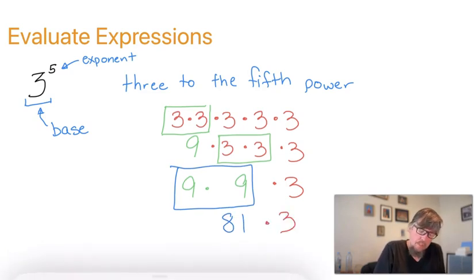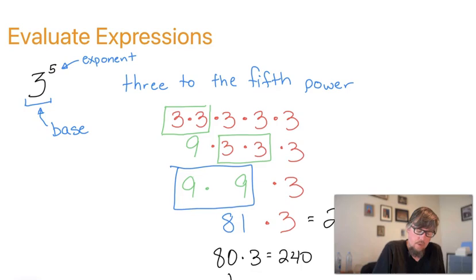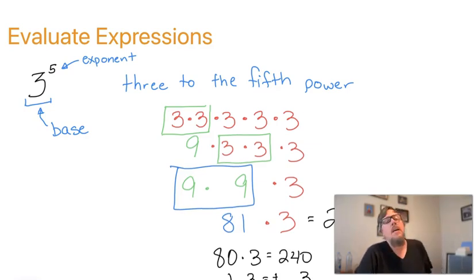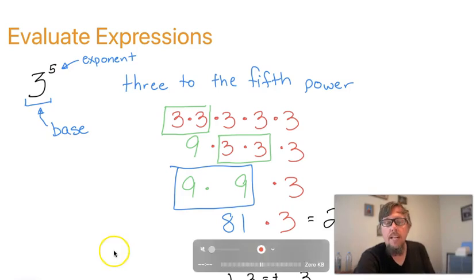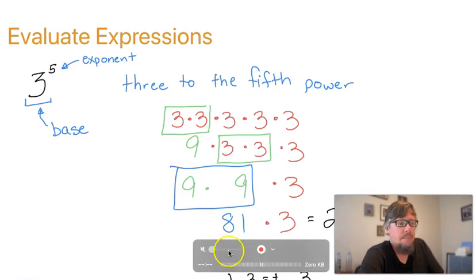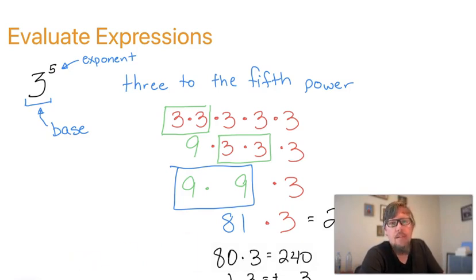And 81 multiplied by 3 is 243. And we know it's 243 because 80 times 3 is 240. 1 times 3 is 3. So 81 times 3 is 243. So that's evaluating an expression, and it's a little bit of a review in case you forgot on how we deal with exponents.